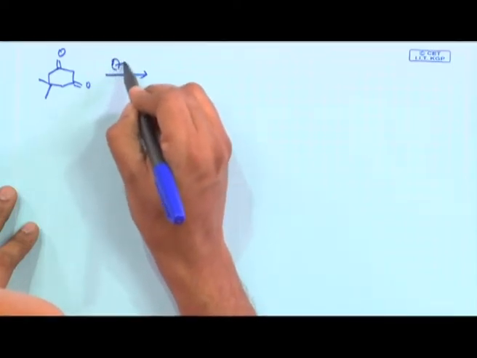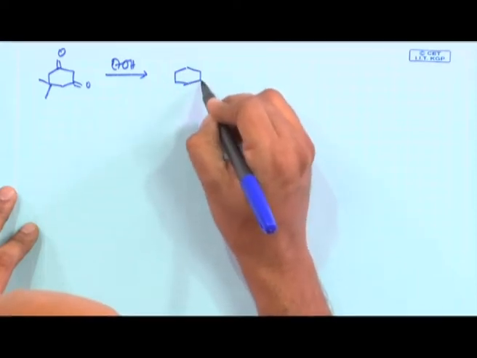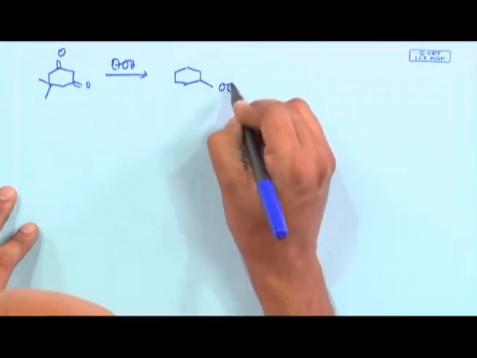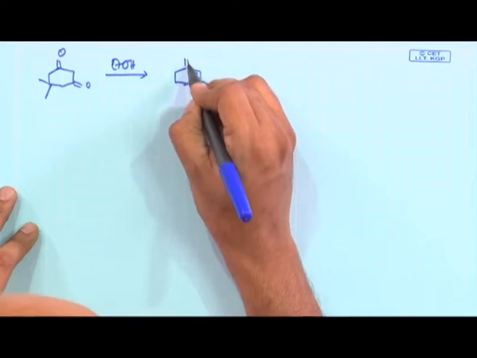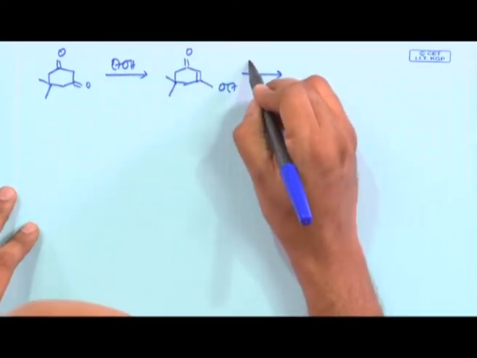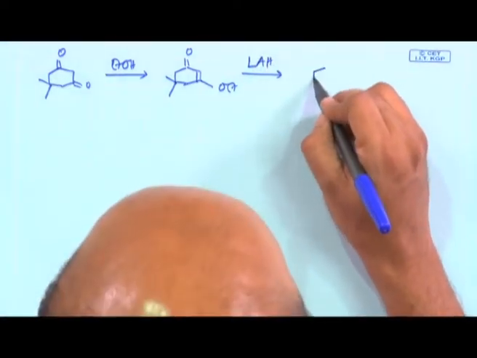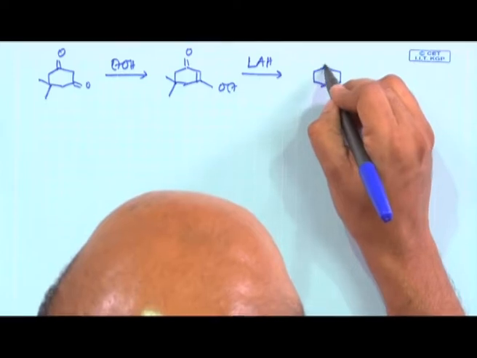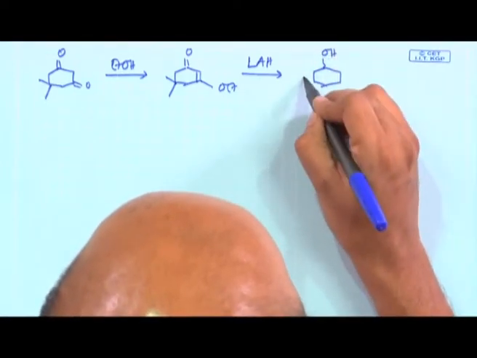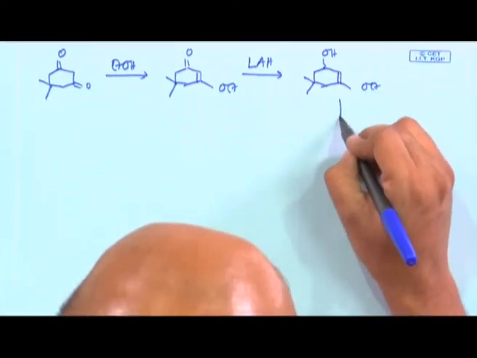Dimedone, when treated with ethanol, will instantly tautomerize and form the vinyl ether. This vinyl ether you react with lithium aluminum hydride. What you will get? You will basically get OH, OEt.